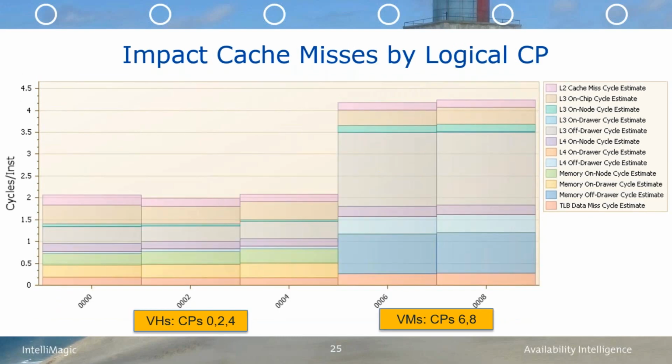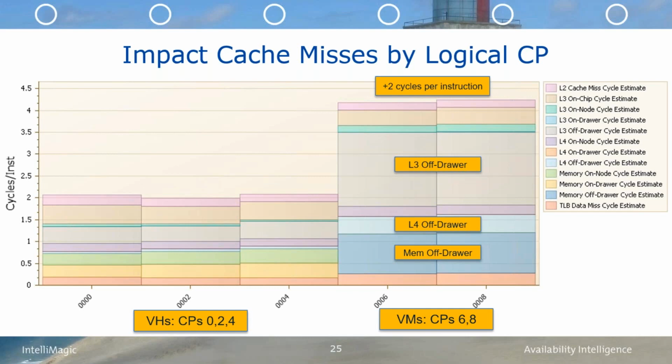And drilling into this cache miss data on System 18 by logical CP demonstrates how those off-drawer accesses predominantly occurred on the 2 vertical medium logical CPs, CP 6 and 8, as we would expect. Note that the work executing on those 2 vertical mediums required 2 full additional cycles per instruction compared to work executing on the 3 vertical highs due to the adverse LPAR topology.